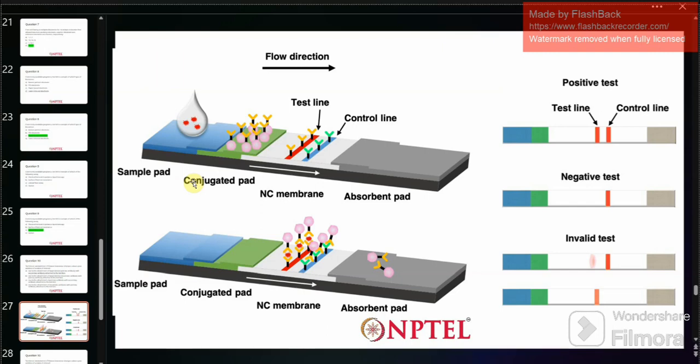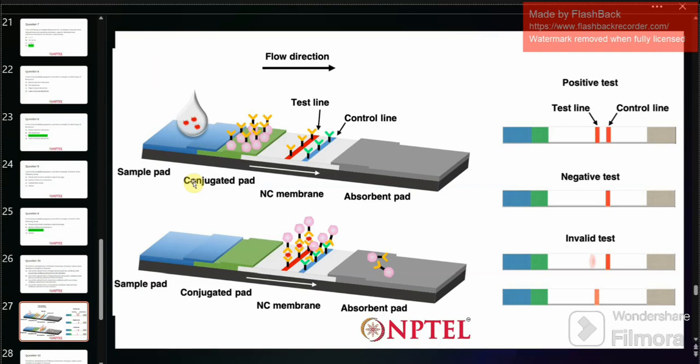In case no analyte is found, the blood has no analyte, so it will cross through the test line, and the secondary antibodies will attach directly to the antibodies at the control line.